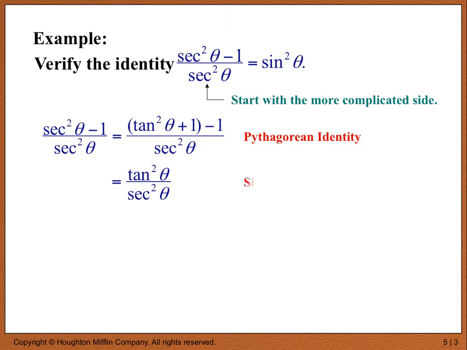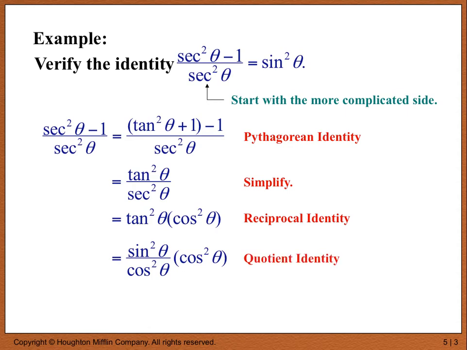Now simplifying, plus 1 minus 1 is just 0, so it disappears. So we have tan squared theta over secant squared theta. And then we can rewrite secant squared theta as cosine squared theta, simply because if the cosine of theta is equal to 1 over the secant of theta, just as the secant of theta is equal to 1 over the cosine, well then secant squared theta must be the same as 1 over cosine squared theta.